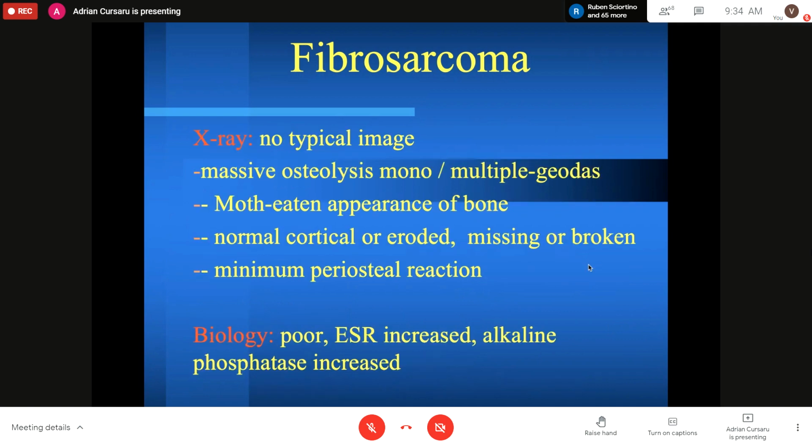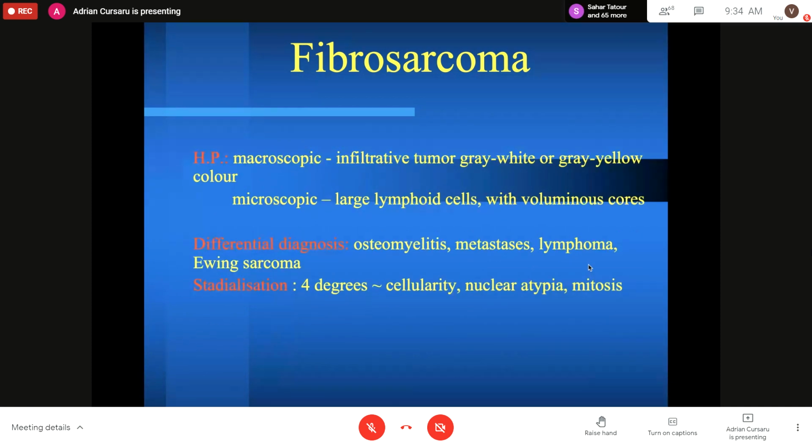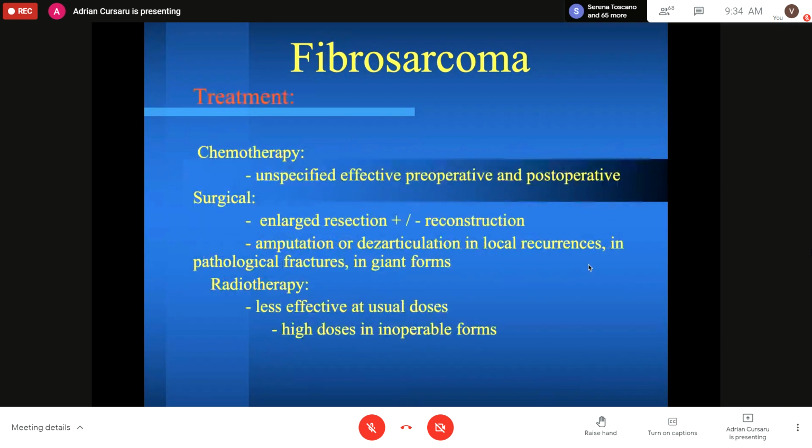On the X-ray, what kind of lesion can you see? There are no typical images for that type of bone tumor. You will see a big invasion, you will see osteolysis, osteocondensation, and periosteal reaction like in all types of malignant bone tumors. As for the treatment, chemotherapy, preoperative and postoperative, is unspecific, and you will not have a good response to it. The key of treatment is the surgical intervention, like in osteosarcoma or chondrosarcoma.